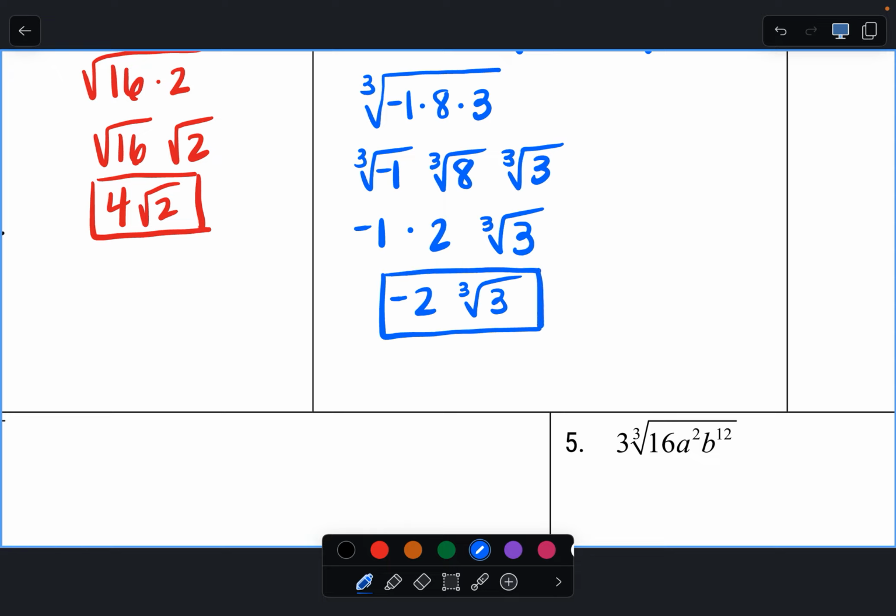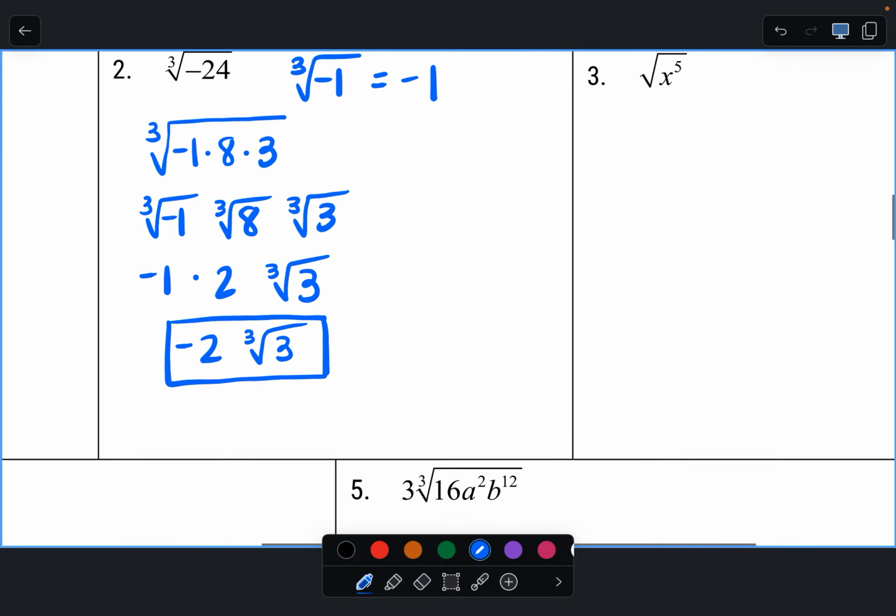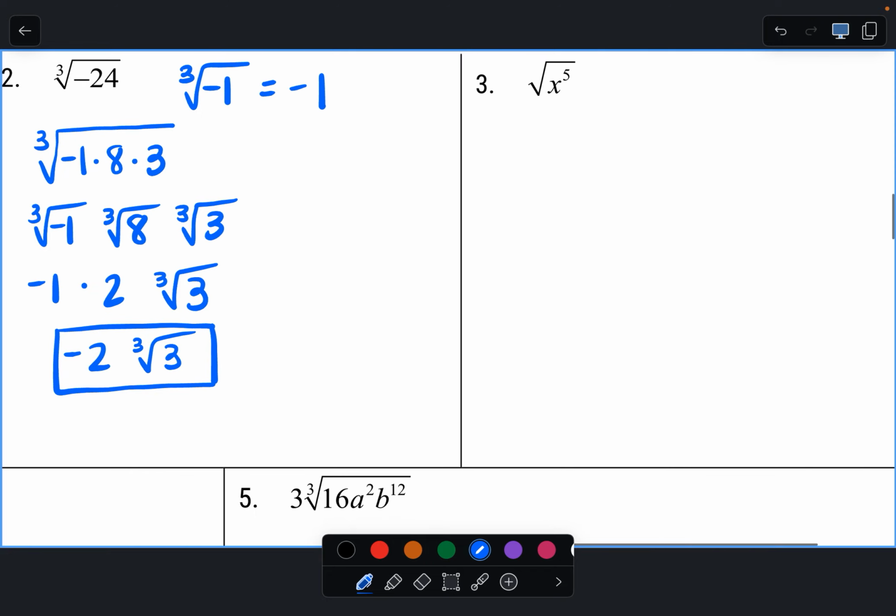Okay, do I have any other questions? Now, I'm going to show you another way of thinking for this problem because it might make life a little bit easier. So we have the square root of x to the 5th. The way that I think of this, there's going to be something inside and something outside, most likely. So how many times does 2 go into 5?